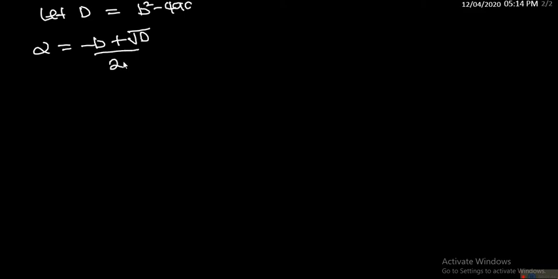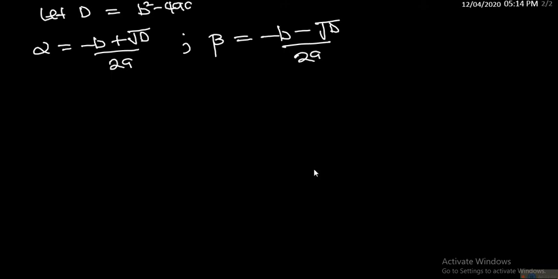So let D equal b squared minus 4ac. Then we can rewrite alpha as minus b plus root D over 2a, and beta to be equal to minus b minus root D over 2a.